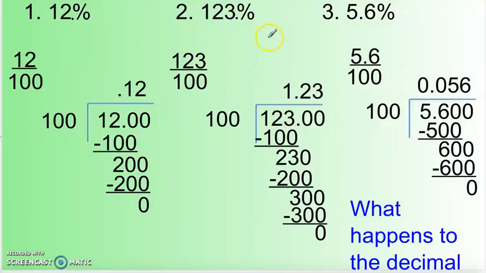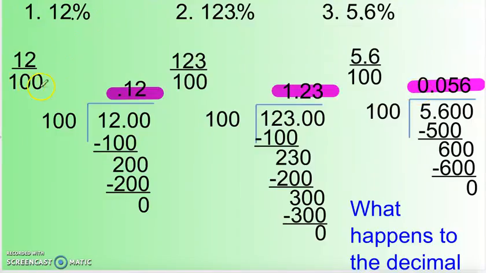123%, it's at the end as well, and then the decimal point here is right there. What did you notice about the beginning amount, and then what happened to the decimal point to get to your answer? So from percent to decimal, what happened to the decimal point?